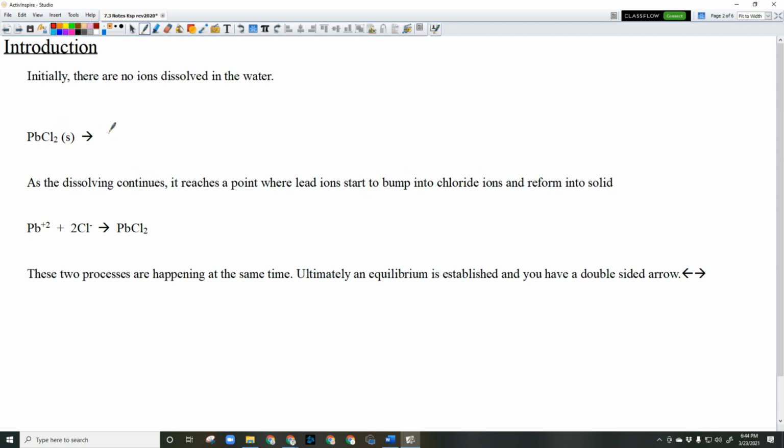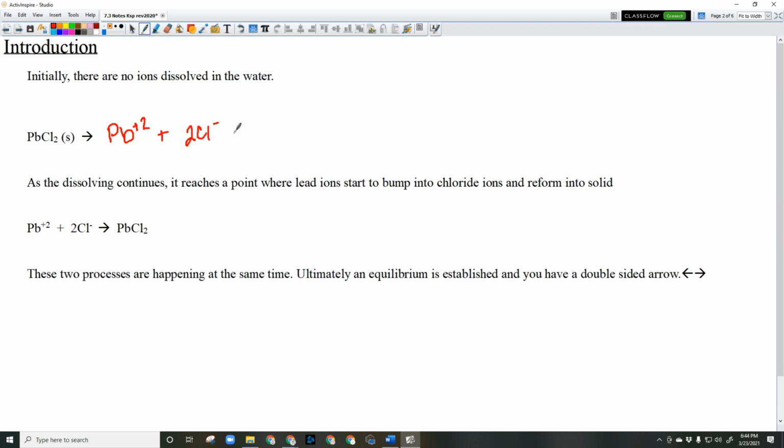So it's going to be dissolving into lead 2 ions. Okay, and there's only one lead ion for every mole of lead 2 chloride. There's only 1 mole of lead, and there's going to be 2 moles of chloride ions.